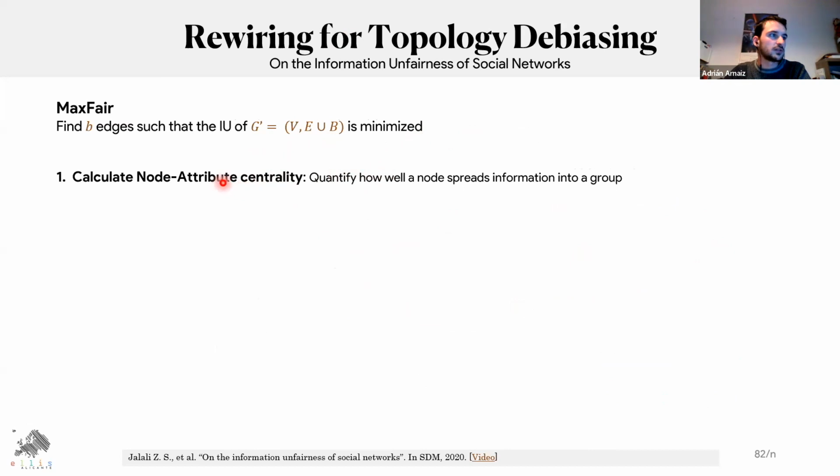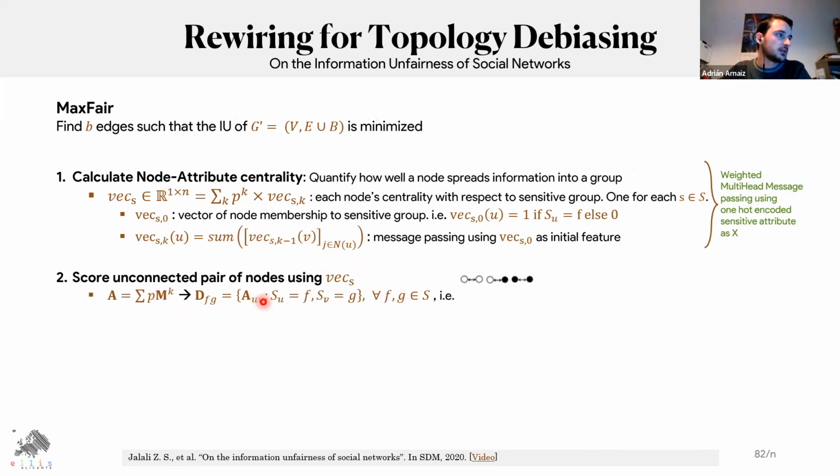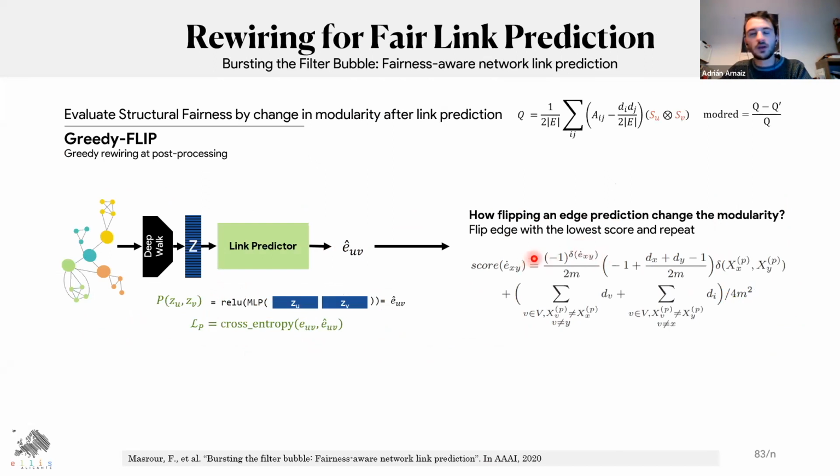So they calculate the node attribute centrality, whose formulas I leave here, but the idea, for the GNN community, is like doing message passing with the one-hot encoded sensitive attribute as feature, okay? It's literally what they do. And then they use this embedding of the node. They calculate again the distribution of all the weights of these classes, and they score it in this way, okay? And with this, they define that the edge with the highest score is the edge that is going to relieve the over-squashing in that scenario. So this is one way to do rewiring.